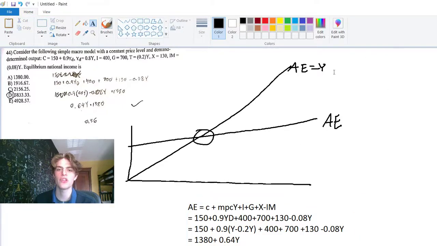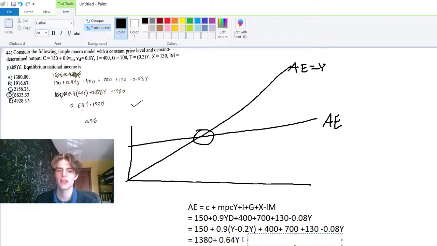And now what we want to do is we want to make this, our AE, equal Y. So we say this equals Y. And now you just solve. So now we have 1380 is equal to Y minus 0.64Y. So 1380 is equal to 1 minus 0.64, which is 0.36, Y. And then just divide. 1380 divided by 0.36 gives you 3833.